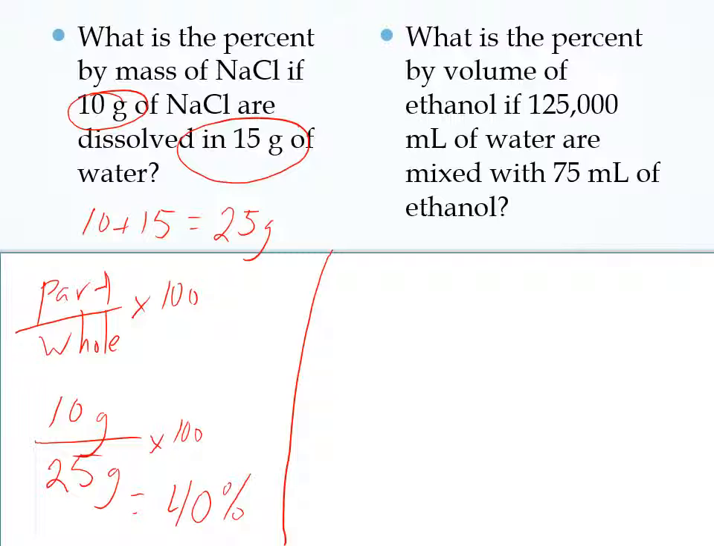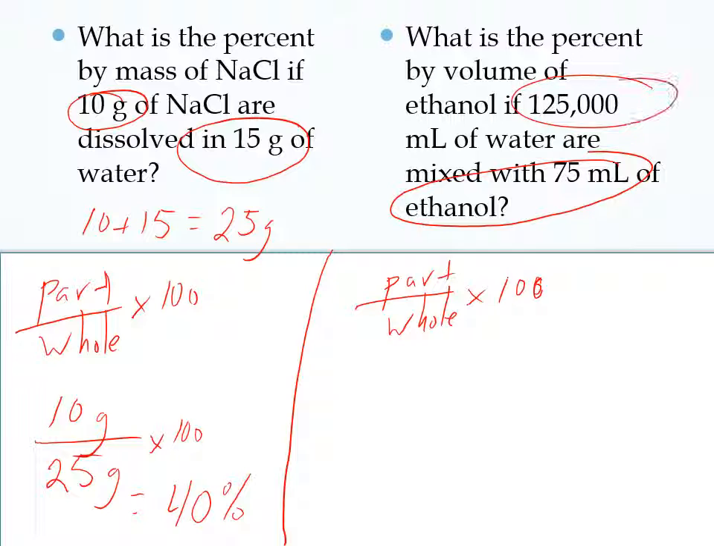Next question is a volume question. So now it's volume of the part over volume of the whole, but it's still the same formula. Reference table says it as the mass version, but you can do the exact same thing for volume. That should say 100. And it says now we're adding 75 milliliters of ethanol, a type of alcohol, into 125,000 milliliters of water. So that's not the total. We have to actually add these things together.